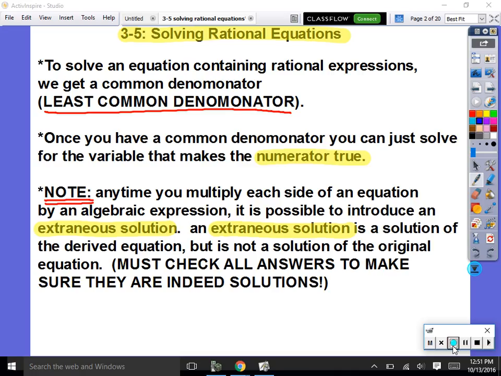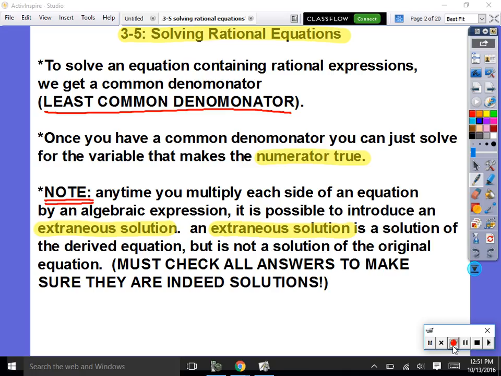Okay, so to solve a rational equation, the first thing we're going to do is get the least common denominator. So remember when we were adding and subtracting rationals, we had to get a least common denominator. The reason we like to get the least common denominator is there's a lot less simplification. That's going to be also true for solving.